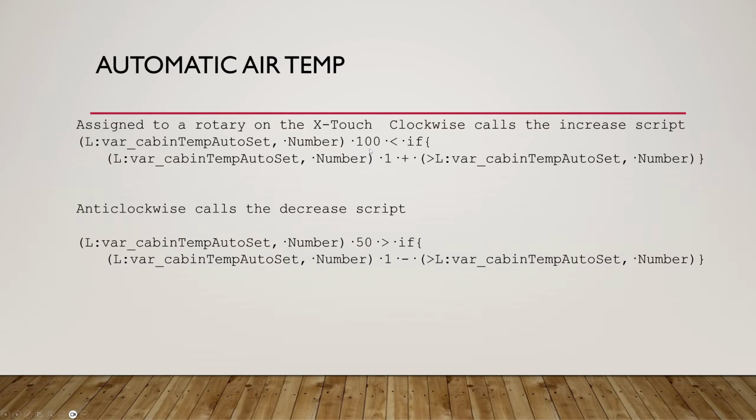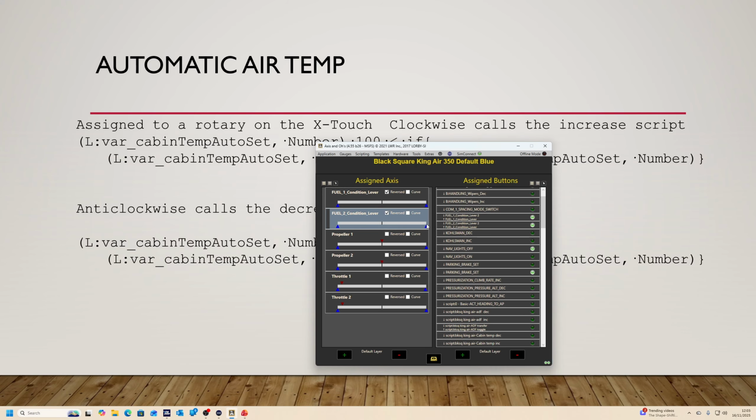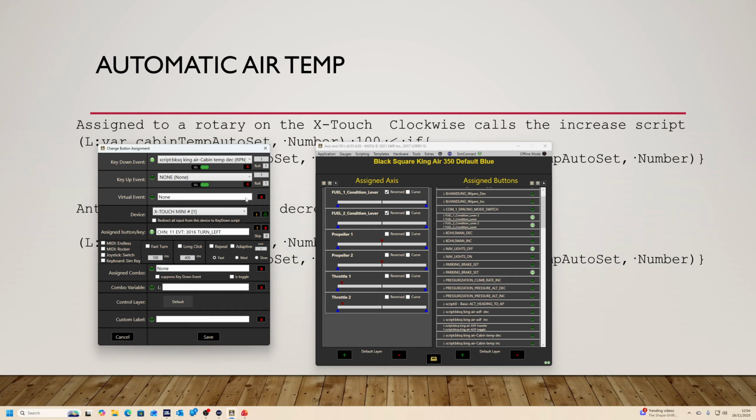I don't think it really makes much difference, to be honest. And again, the anti-clockwise call, the limit is set at 50. We can take them down to 50 degrees if we wanted to, with this script here, subtracting 1 from it. And it's allocated in X's and O's here. If I just turn the cabin temperature, this is the decrease one, so it's going to call that script that I've written. And it's allocated here automatically.